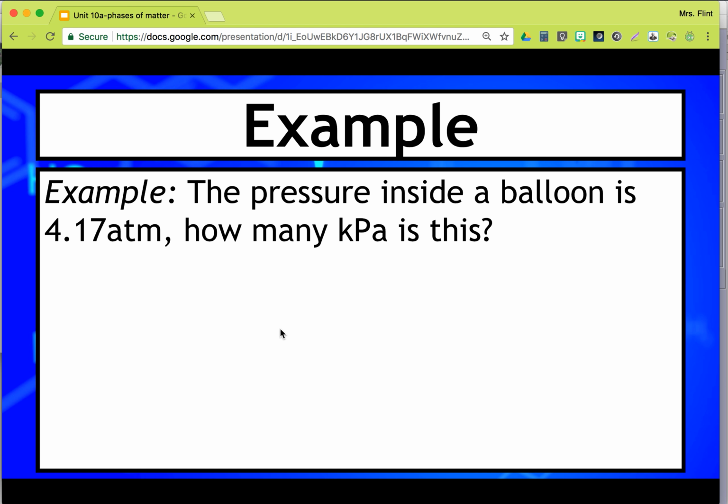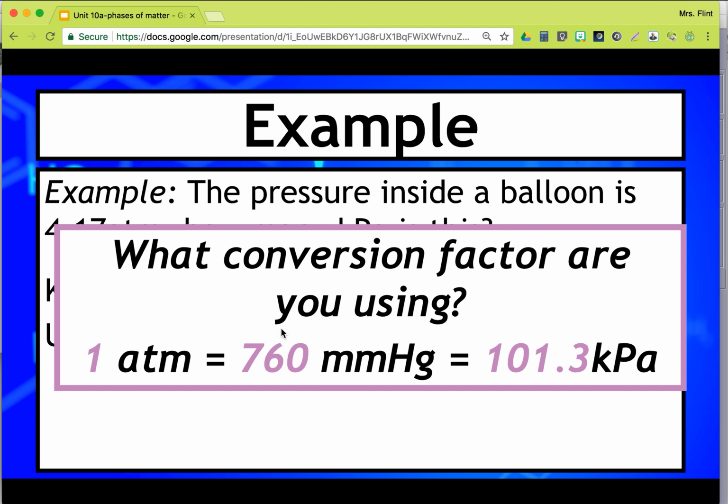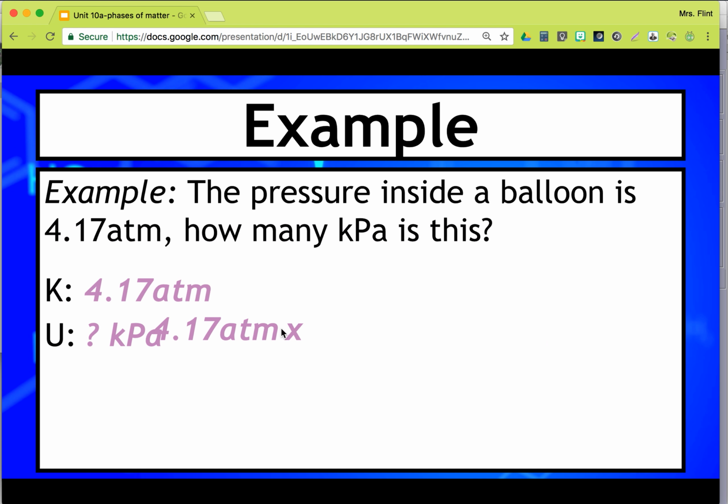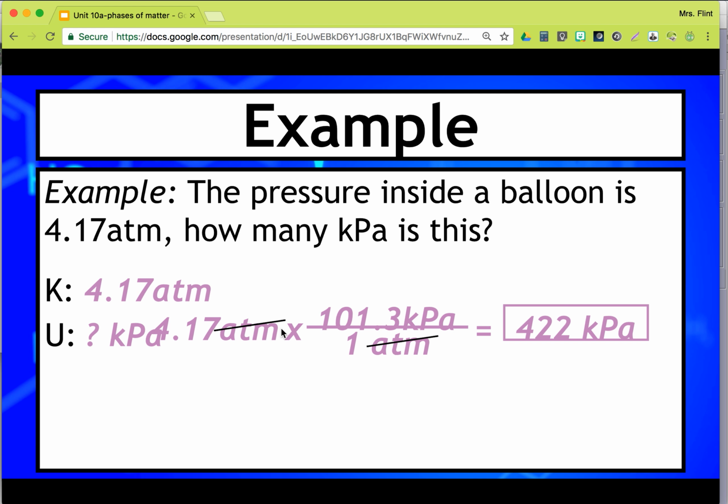The pressure inside of a balloon is 4.1 atmospheres. How many kilopascals is this? We have our known, and we need to convert that to kilopascals. We take our known, and because we're going to be converting to kilopascals, we're going to need to be using 1 atmosphere to 101.3 kilopascals in our example. The atmosphere has to go on the bottom, and the kilopascal needs to go on the top, so that our atmospheres will cancel off and we'll have 422 kilopascals.